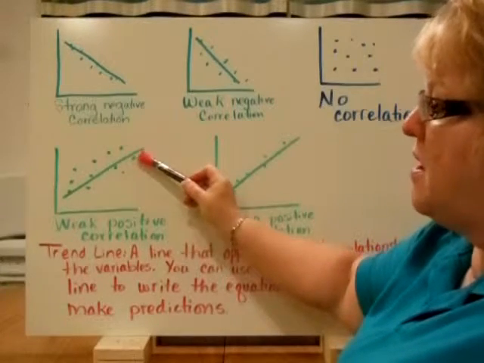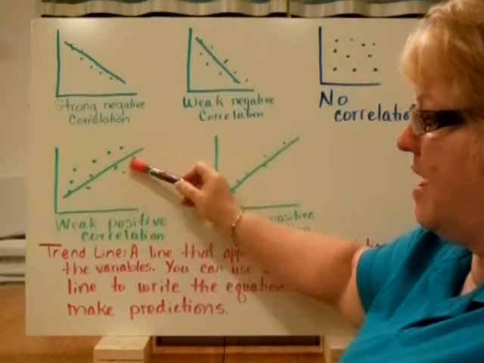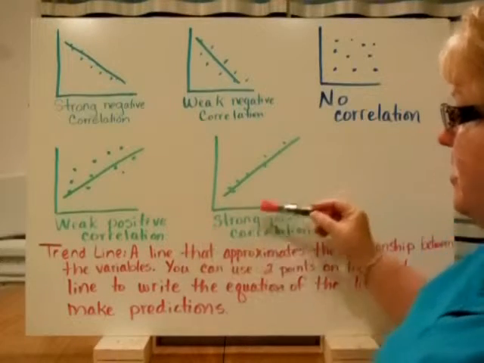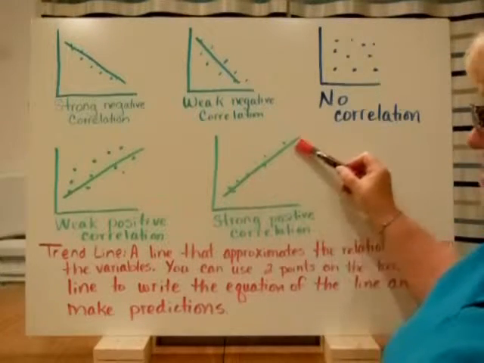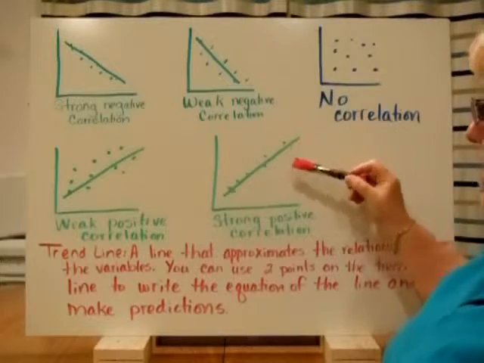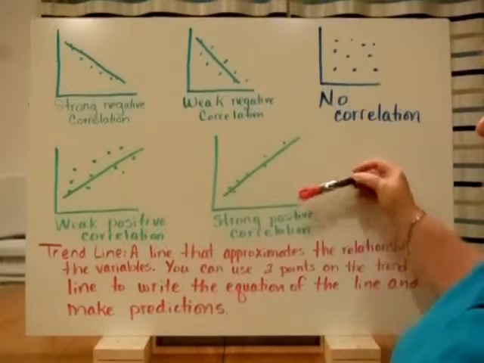In this one, our slope is positive. The points are kind of far away from the line, so it's a weak positive correlation. And in this one, positive slope, the points are closer to the line, and this is a strong positive correlation.